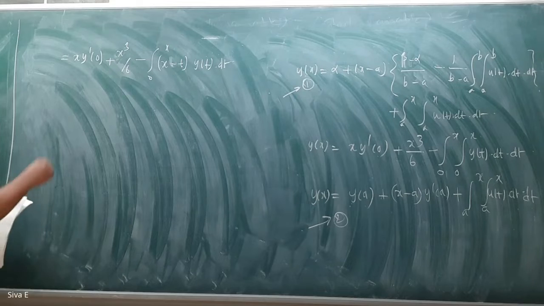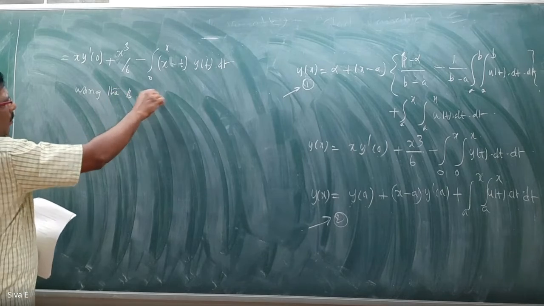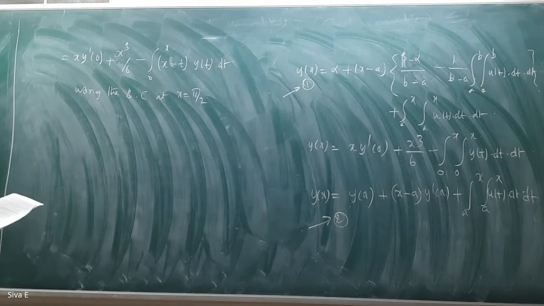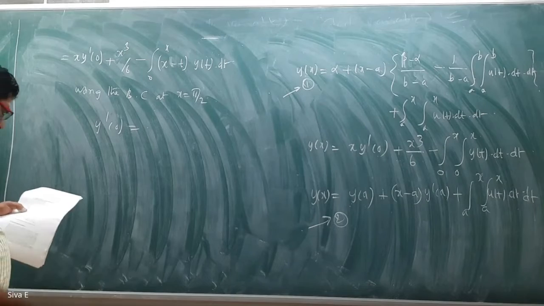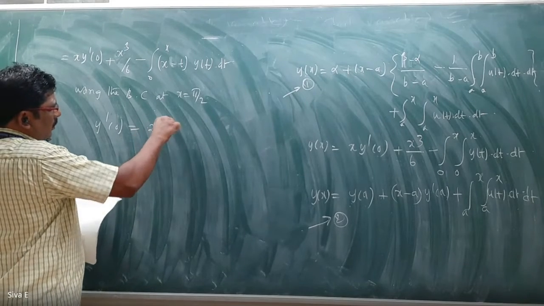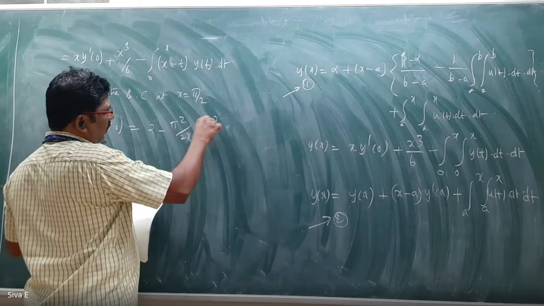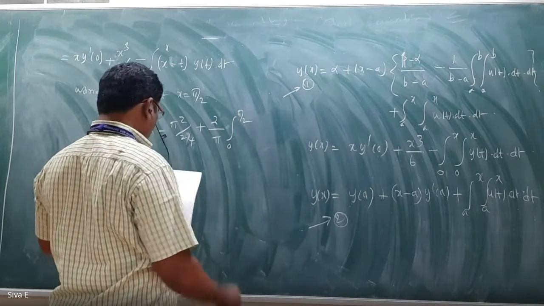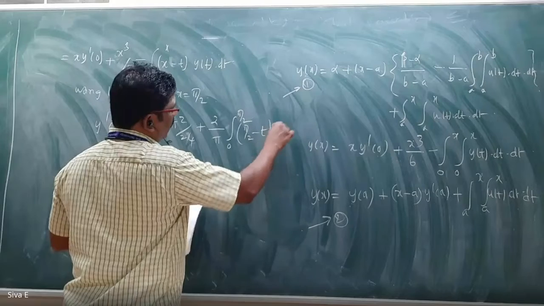So using the boundary condition at x equal to pi by 2, then y dash of 0 equal to 2 minus pi square by 24 plus 2 by pi integral over 0 to pi by 2 of pi by 2 minus t y of t dt.